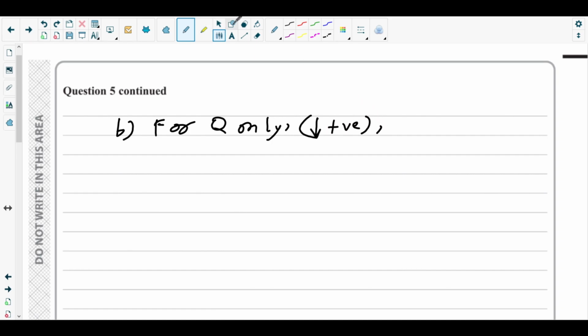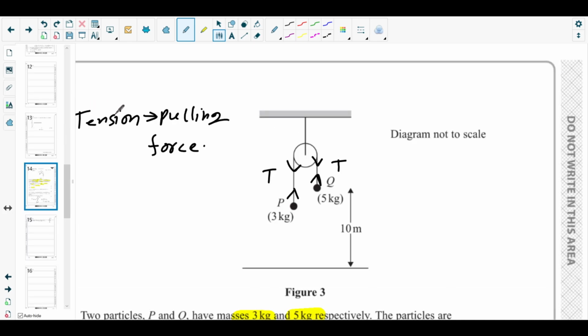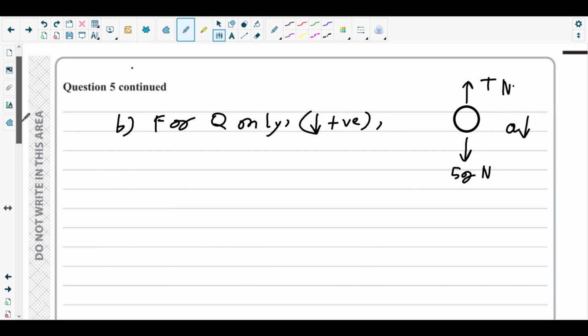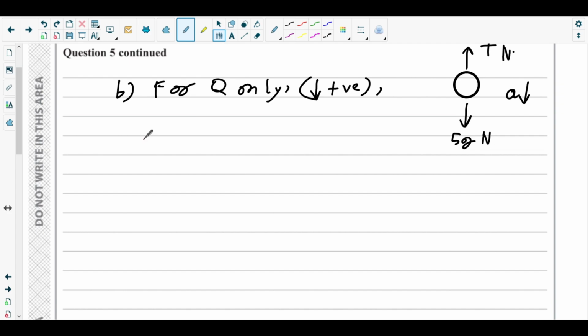Okay, so for particle Q, what are the forces acting on particle Q? Tension force is pulling it upward, right? Not pushing. Remember, tension is always a pulling force. And in the downward direction, what is acting? Its weight. Weight is 5g Newton. Acceleration is also downward. So for particle Q, we can write downward: 5g minus T equals 5a.